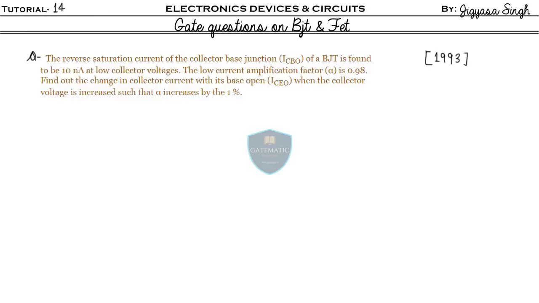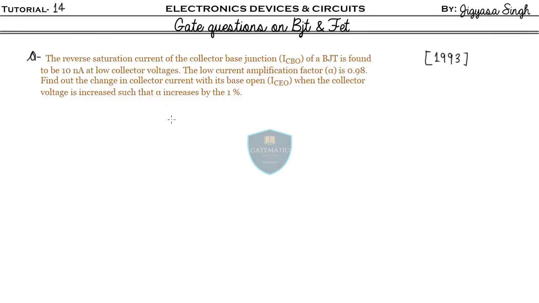The reverse saturation current of the collector base junction, ICBO, of a BJT is found to be 10 nanoamperes at low collector voltages. The low current amplification factor alpha is 0.98. Find out the change in collector current with its base open, ICEO, when the collector voltage is increased such that alpha is increased by 1%.